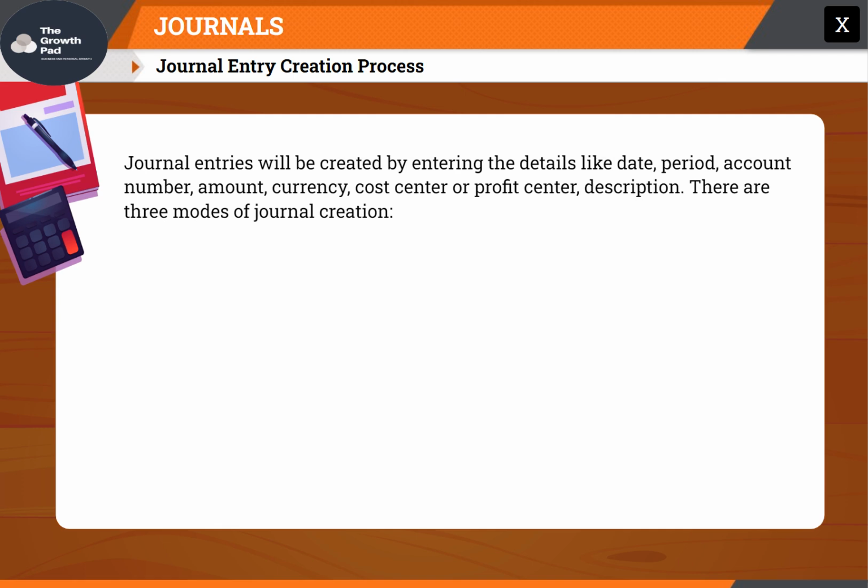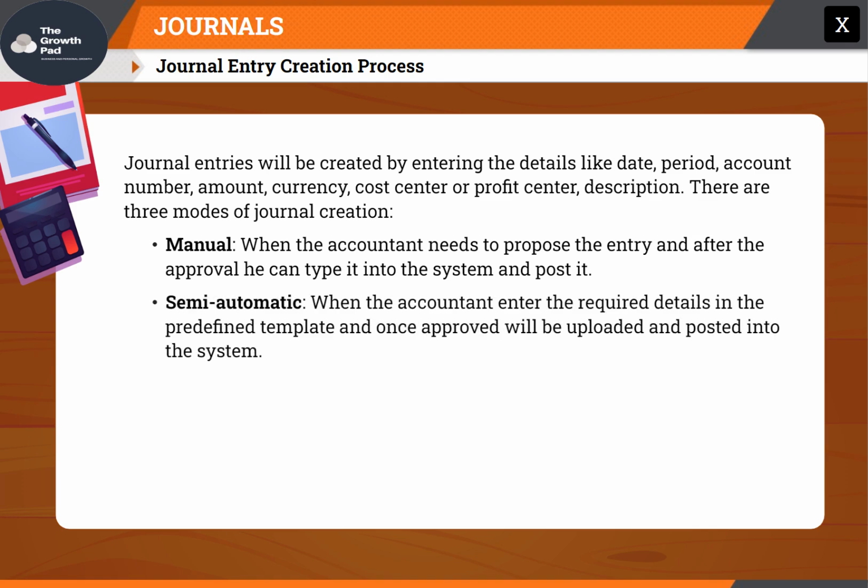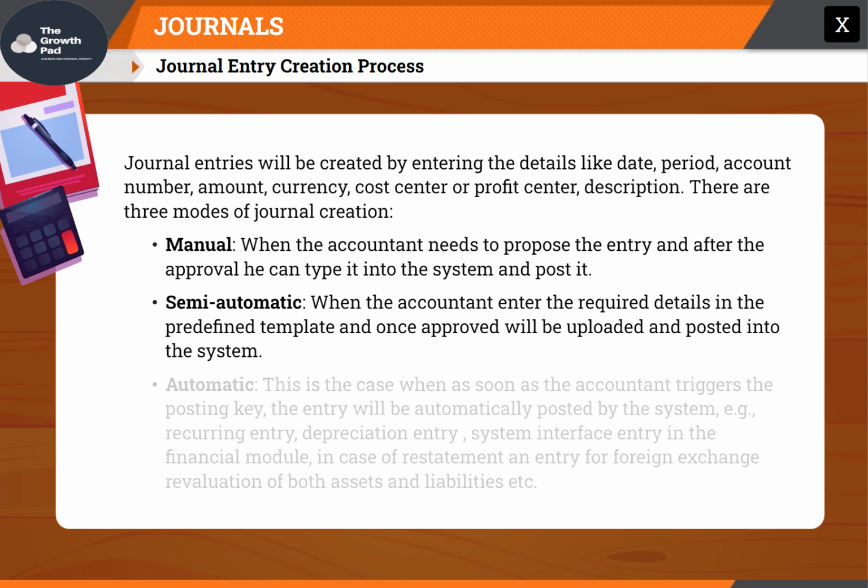Journal entries will be created by entering the details like date, period, account number, amount, currency, cost center or profit center, and description. There are 3 modes of journal creation. Manual, when the accountant needs to propose the entry, and after the approval he can type it into the system and post it. Semi-automatic, when the accountant enters the required details in the predefined template, and once approved will be uploaded and posted into the system.